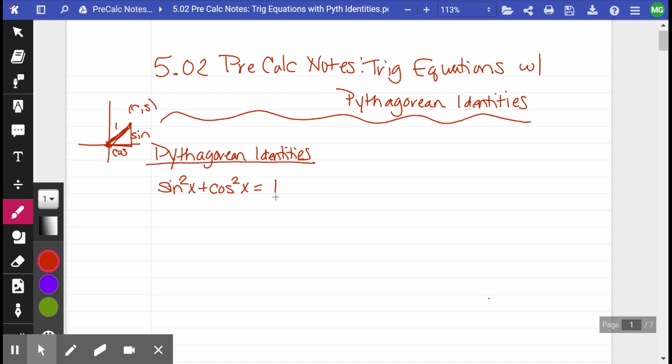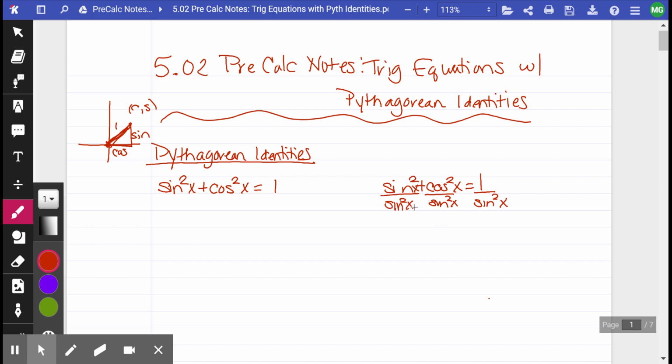Now, if you memorize that one, which you need to, then the other ones you can actually derive on your own. To do that, you would take sine squared x plus cosine squared x equals 1 and divide everything either by sine squared or by cosine squared. So let's start with sine squared. I'm going to divide every single thing by sine squared. This is how we could derive the other two Pythagorean identities.